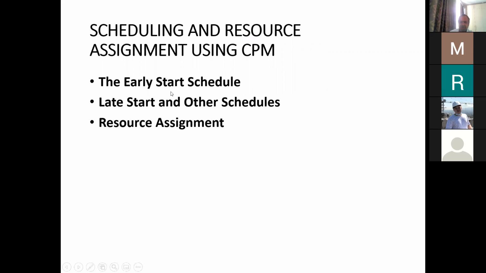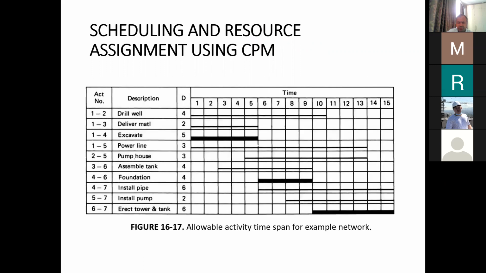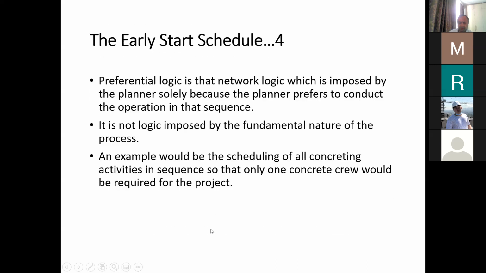In this case, we can have 3 types of schedules: early start schedule, late start schedule, and another schedule which is somewhere between the early and the late start. Then we need to consider the resource assignments. Let me show you what I mean by this. First, look at this bar chart. This is the allowable activity time span for the example network.